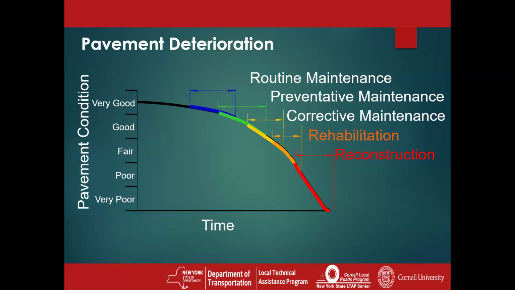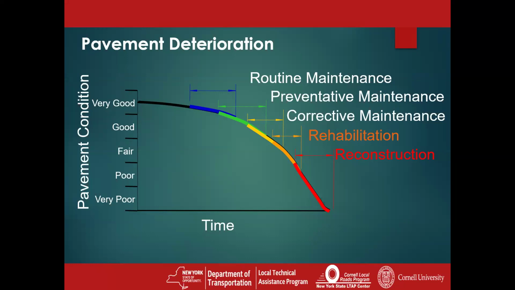If you look at that same type of curve and apply the different types of work that are applicable over the life of that pavement, when it's still in good shape, we're doing our routine maintenance. We're doing things like our mowing, our shoulder work, our ditching. We're also doing our preventive maintenance work, which means we're doing it in advance of any kind of deterioration. In that category, we put our crack sealing and any of our surface treatments.